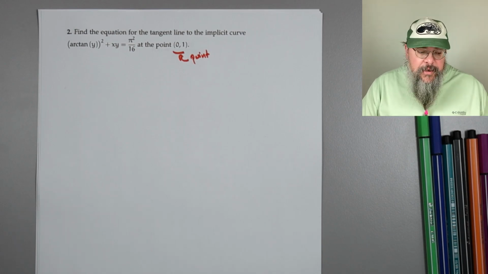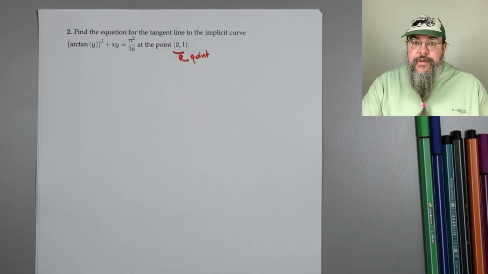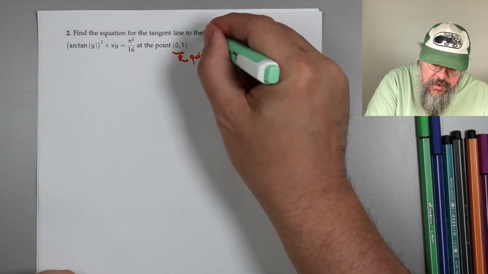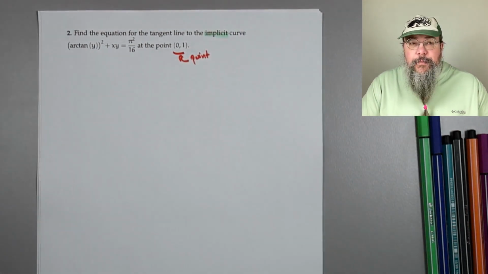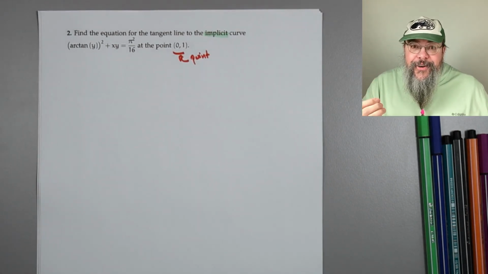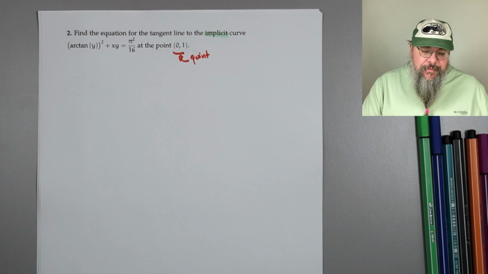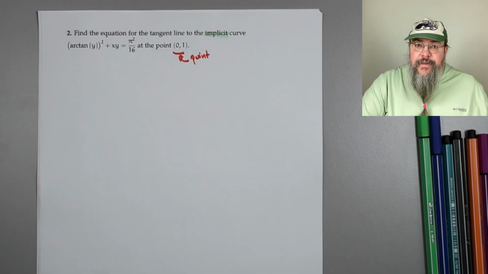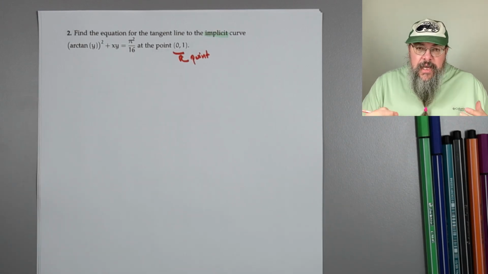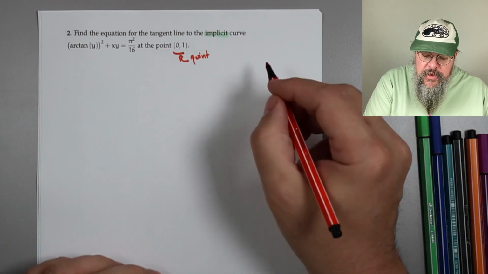Now, what kind of derivative are we going to do? Is there any clue? There's a huge clue. It's this word, implicit. Now, even if that word wasn't there, we'd still know this is an implicit relationship because we don't have a nice way to solve for y. So that's okay. Now, how do you do implicit differentiation?